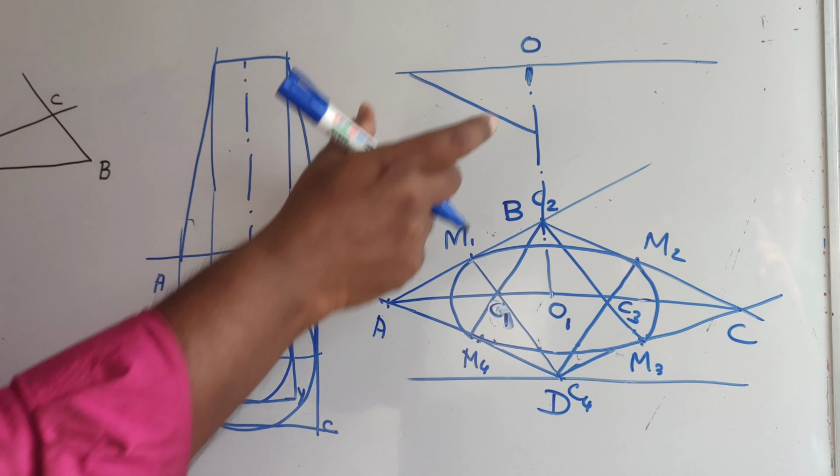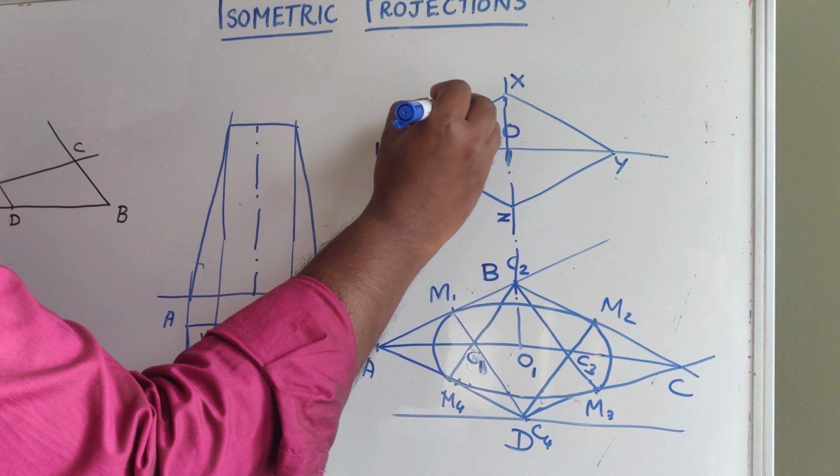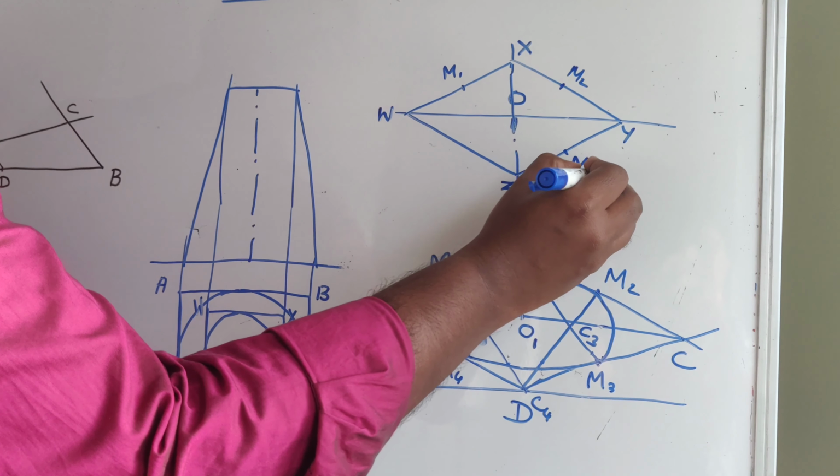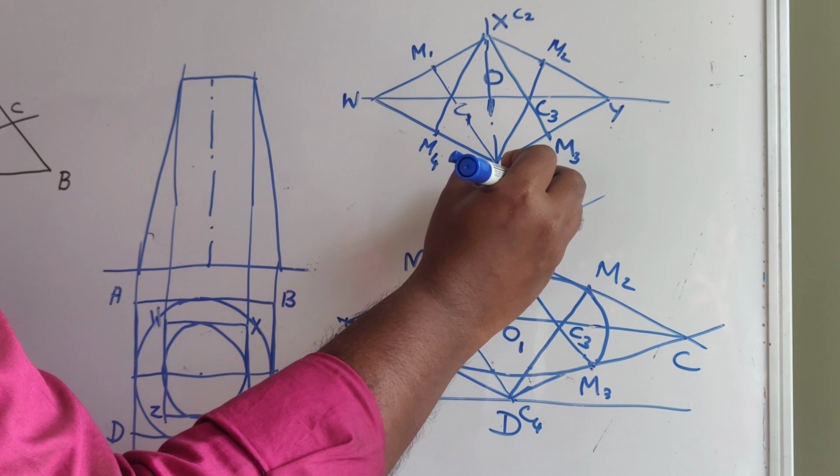Okay, now we are having X and Y. Again you can find the midpoints of WX, XY, YZ and ZW. You will get the centers as usual. Now you know the procedure. C1, C2, C3 and C4.